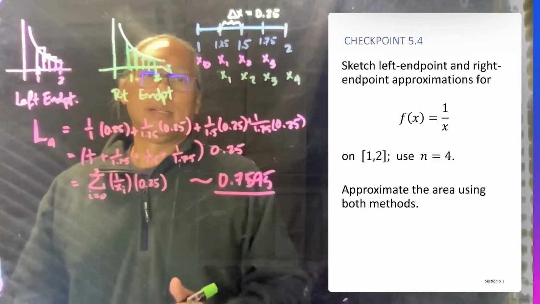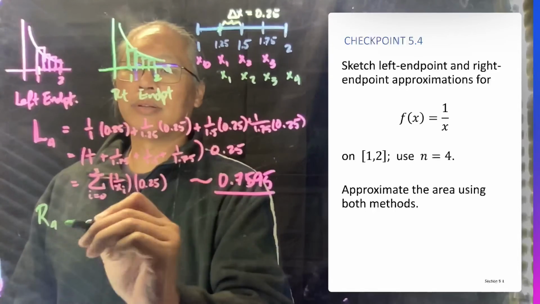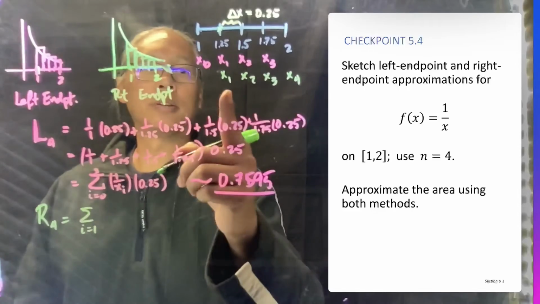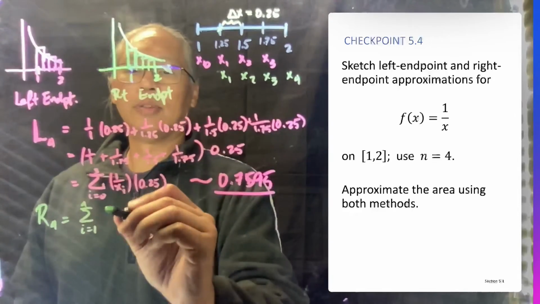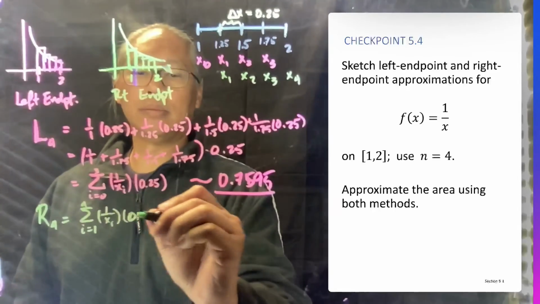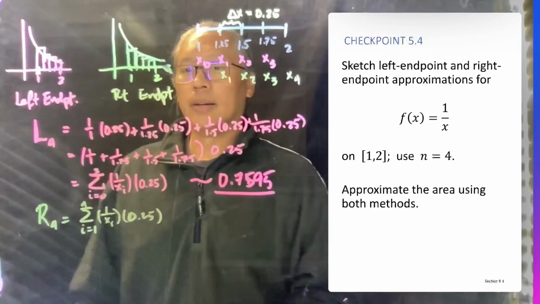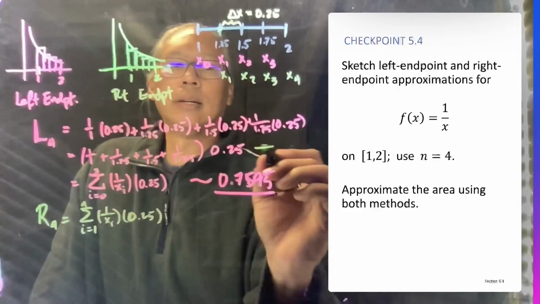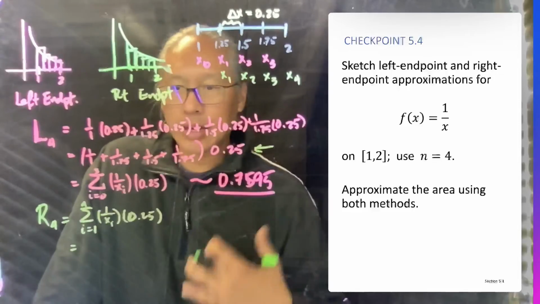All right. So we'll put it into this formula. This time I'll write it backwards. R sub 4 is going to be the sum. This time it goes from 1 to n, 1 to 4, of 1 over x sub i times delta x, or 0.25. That's our delta x. All right. Now we can write it in either way. Let me write it this way. And so we can actually see this and actually compute it.